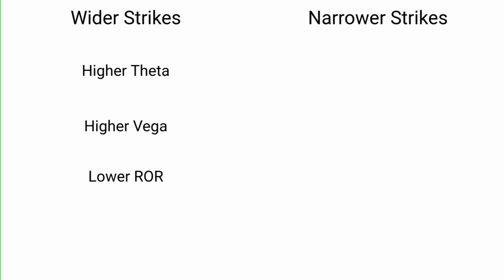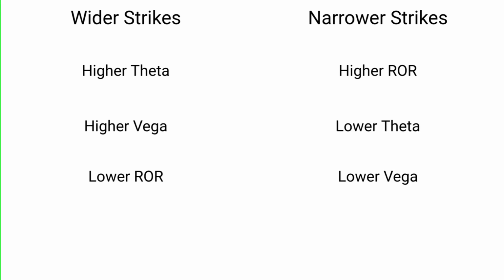Wider verticals also have more exposure to volatility and usually a lower return on risk. Narrower spreads usually offer a higher return on risk, but much lower exposure to time decay and volatility. This means that you normally would have to hold on to a narrow vertical spread longer to realize your target profit than a wider vertical spread.